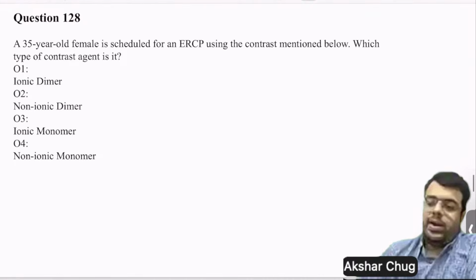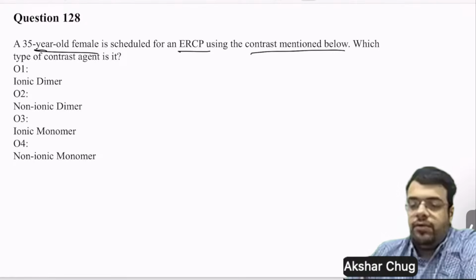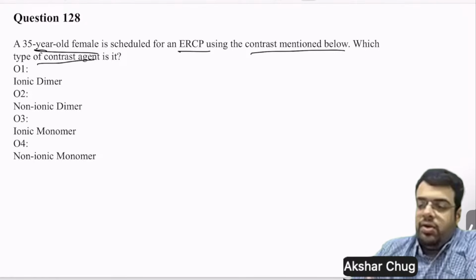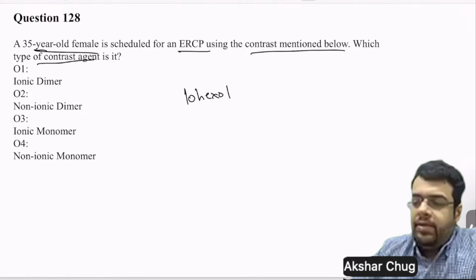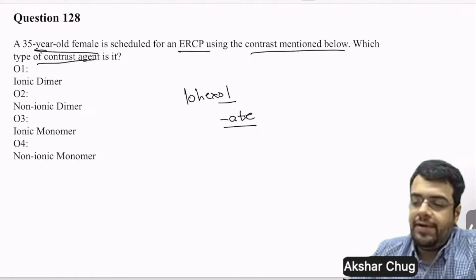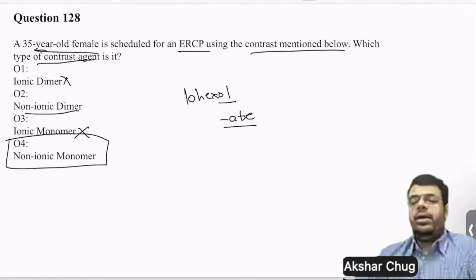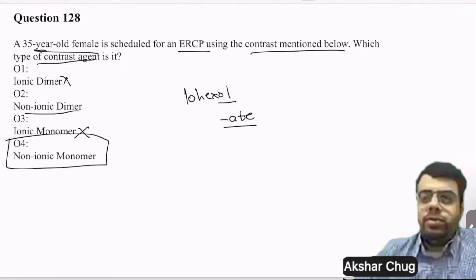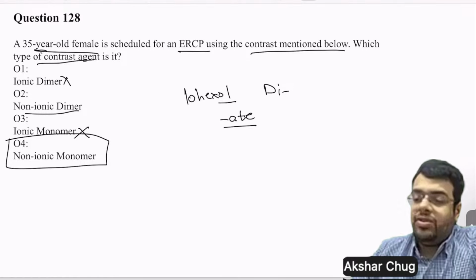Question 128, 35-year-old female scheduled for ERCP using a contrast mentioned below. Which of the following is a type of contrast agent? So as far as I remember, it was iohexol contrast. Whenever you see a contrast name ending with 'ate', it means it is an acid, which means it is an ionic dimer. So iohexol does not have that. In fact, it's an alcohol, so it's a non-ionic compound, and it's a non-ionic monomer. There is only one non-ionic dimer whose name starts with 'di'. So you can look up that in the theory, but iohexol is definitely a non-ionic monomer.